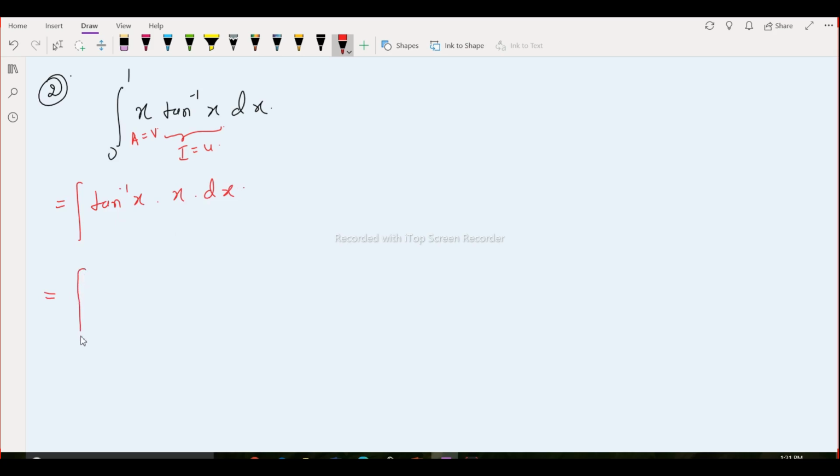So we'll make a box here, then you have u, integration of v dx and the limits 0 to 1, then minus sign, integration 0 to 1 du by dx du. So derivative of tan inverse is 1 upon 1 plus x square, into integration of x, integration of x is x square by 2 dx. Okay, now let's integrate this part.